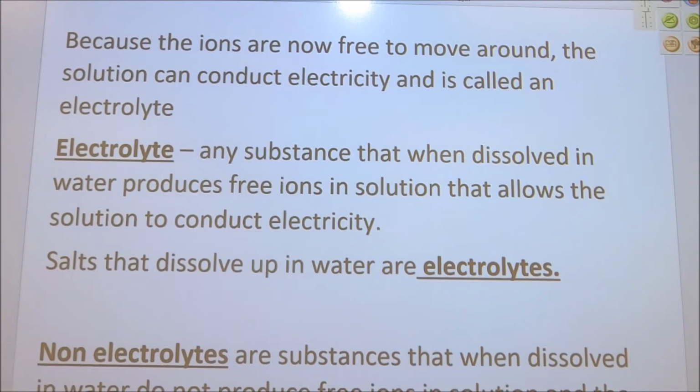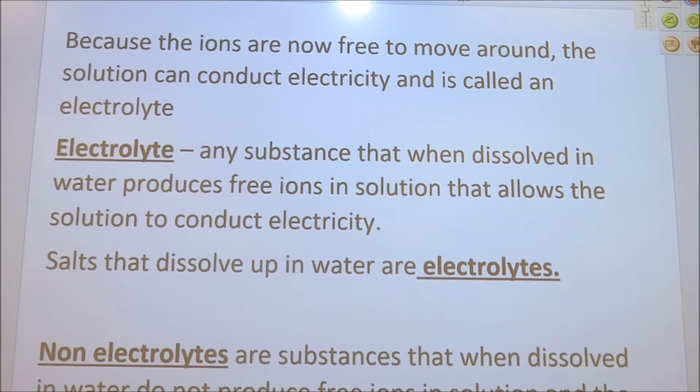Now, when an ionic compound dissolves in water, since the ions are now free to move around, that solution can conduct electricity. That means that sodium chloride can be classified as an electrolyte. An electrolyte is a substance that, when dissolved in water, produces free ions in solution and allows the solution to conduct electricity. So salts that dissolve in water are called electrolytes. Okay?